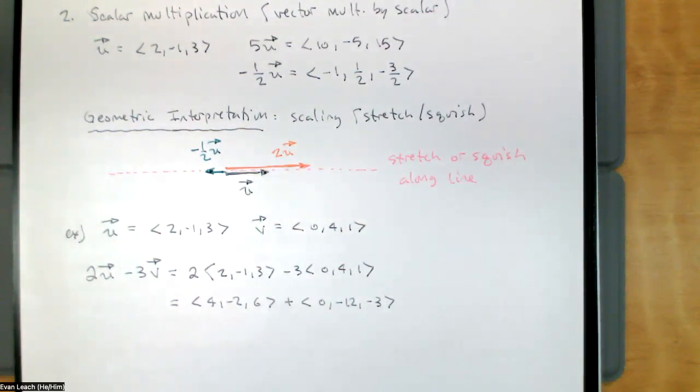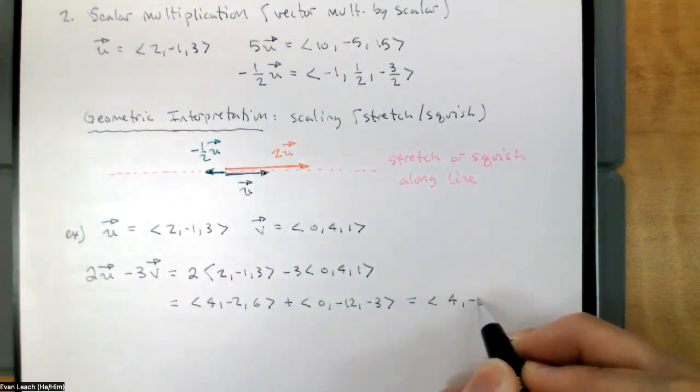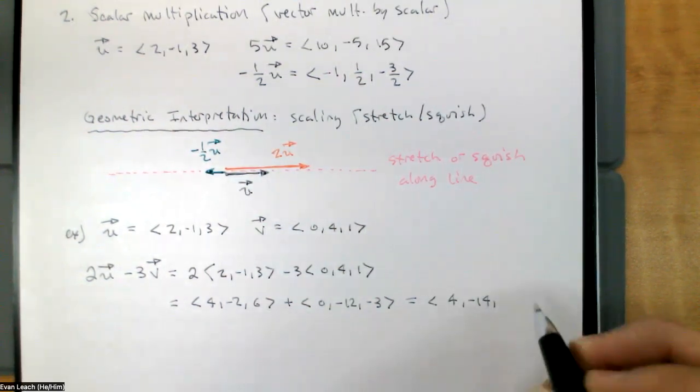We're also writing an awful lot more than we normally would. We would just think about what these numbers are and write down the answer. 4 and 0 is 4, negative 1 is 4, and 6 minus 3 is 3.